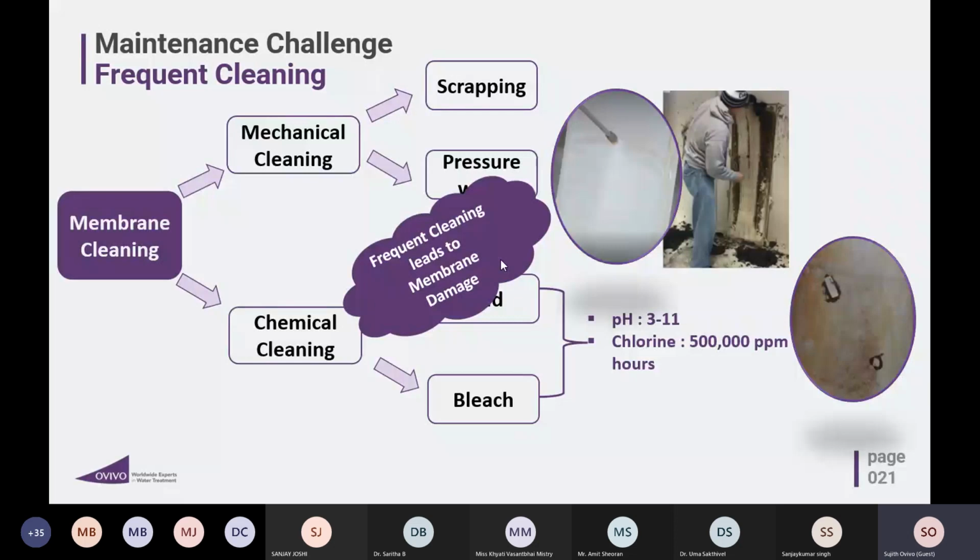If your TMP consistently increases and you tend to clean more frequently, there are potential chances these membranes will get damaged. And we talked about the chemical susceptibility also. The polymeric membranes available in the market can take a pH of 3 to 11. So this is the boundary limit. You cannot go less than 3, or exceed more than 11.